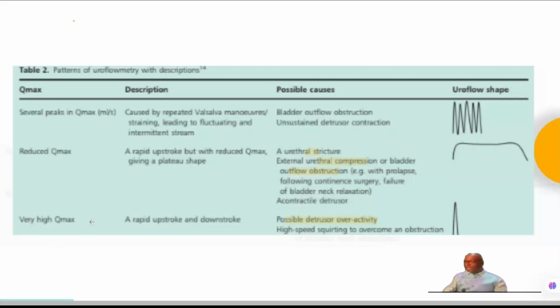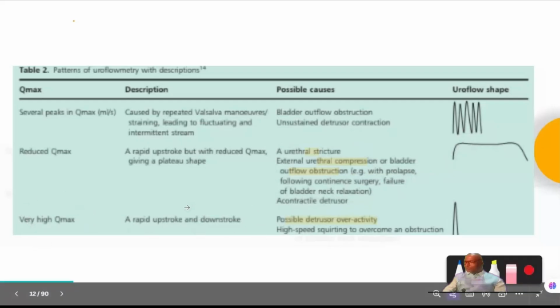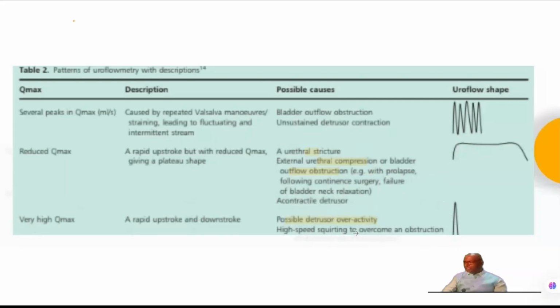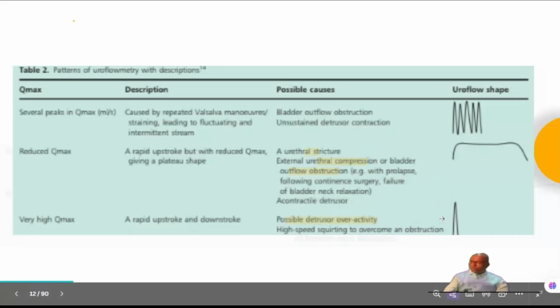Then there can be a very high Qmax, with a rapid upstroke and downstroke. So possible detrusor overactivity and high speed squirting to overcome an obstruction. Okay. So you think about detrusor overactivity if you get this very high Qmax.